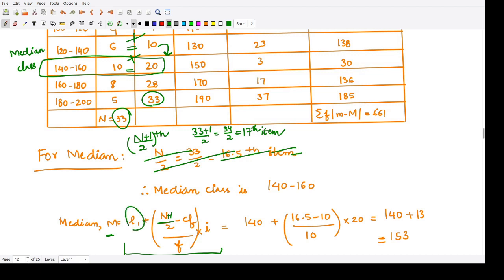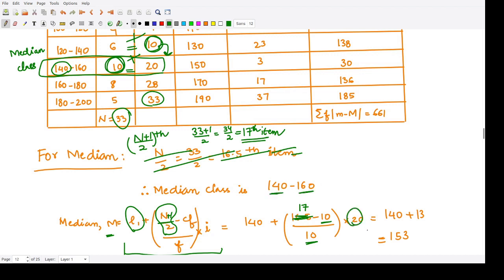So the value of L1 here is this lower value, that is 140. Then the value of n plus 1 by 2, that is 17, that we have just calculated. The value of CF is the value obtained previous to that of the median class, so it would be 10. And then the frequency here is this quantity, so this is also 10. And what is I? I here is the interval length. Interval length is 160 minus 140, that is 20.